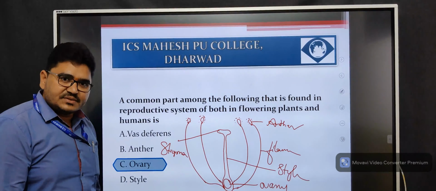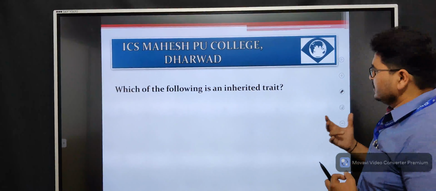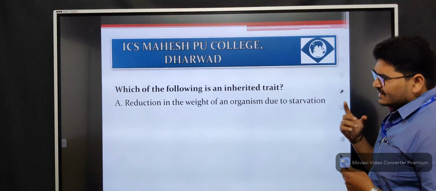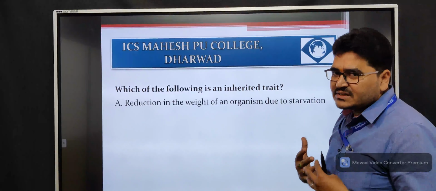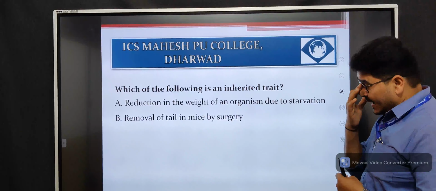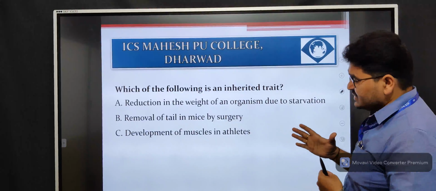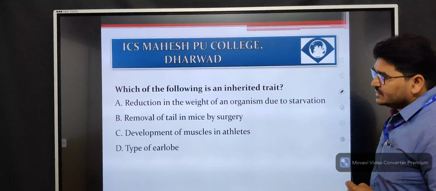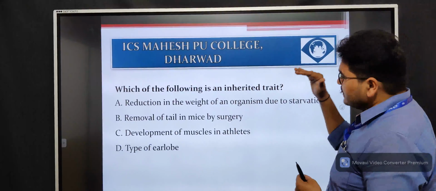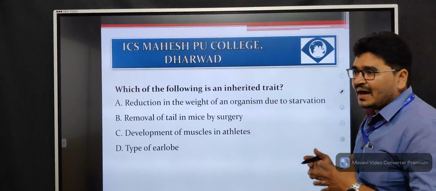Which of the following is an inherited trait? A. Reduction in the weight of an organism due to starvation. B. Removal of tail in mice by surgery. C. Development of muscles in athletes. And D. Types of ear lobe. The question is, among these four options, which character flows from parents to offspring?